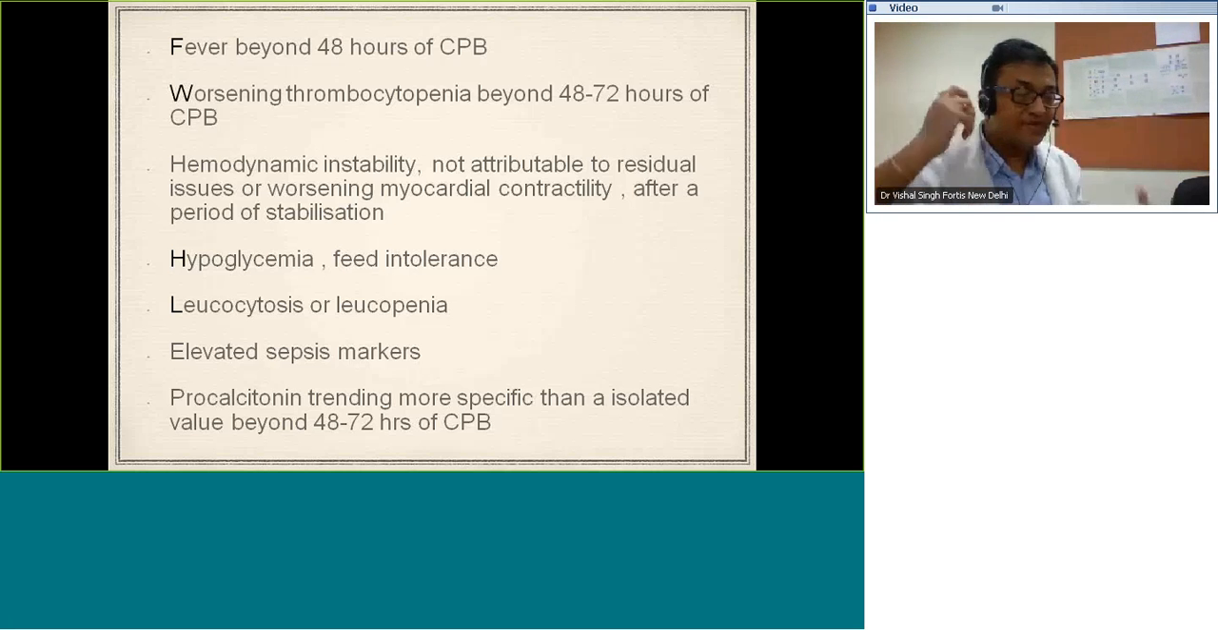Now, CRP doesn't really work in those situations in the immediate post-op. Ideally, you should do a procalcitonin trending, which is more specific than an isolated value, beyond 48 to 72 hours of CPB.